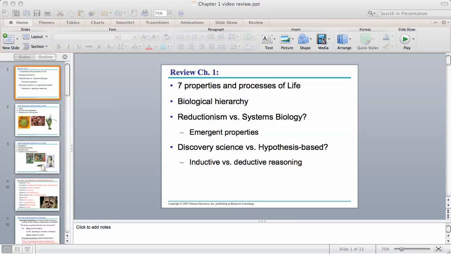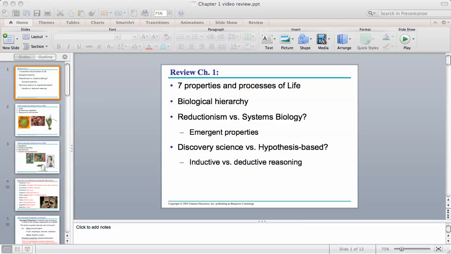And then also looking at something called the biological hierarchy. It's really a way to organize life into increasingly larger and larger groupings. And then looking at the difference between reductionism and systems biology. And also with that, a concept called emergent properties, which are these wonderful, magical type properties that emerge in systems biology, as we'll see. And finally, looking at the different approaches to science.